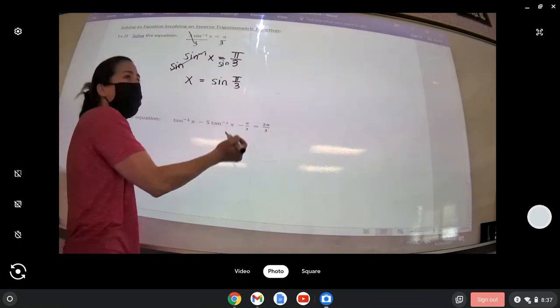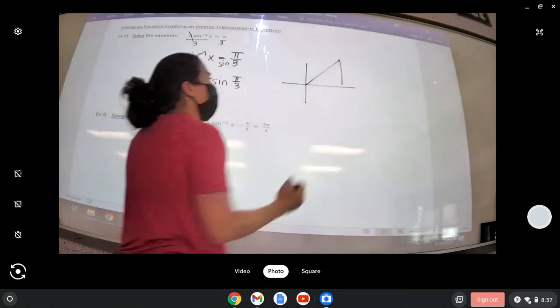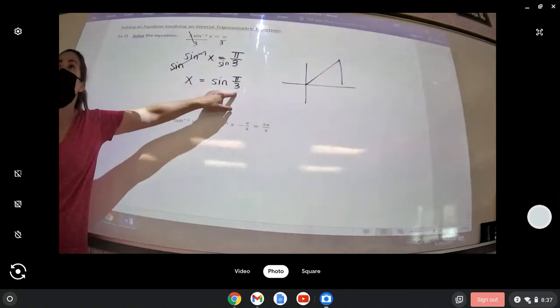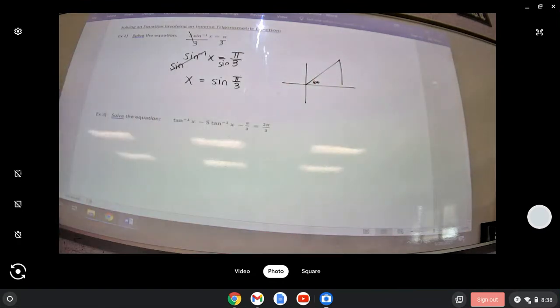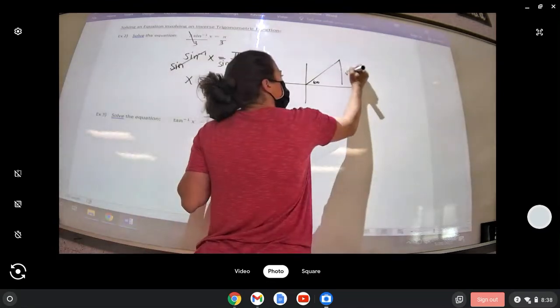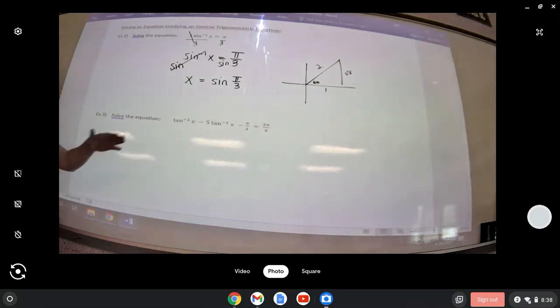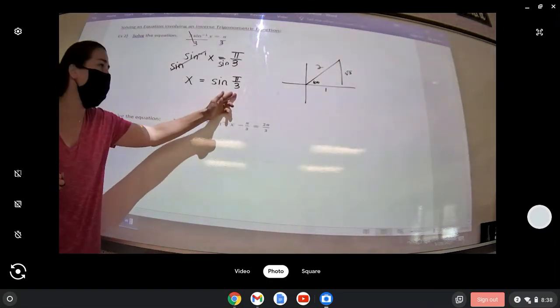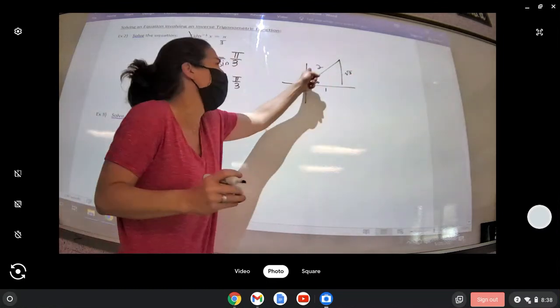So guys, think about it. Pi over 3 is a quadrant 1 angle. All right, you're taking the sine of pi over 3. Guys, that's a 60. So give yourself a triangle in quadrant 1 with that reference angle of 60 degrees. And now we know what? This is root 3 to 1 to 2. What is the sine of pi over 3? Well, guys, sine pi over 3, sine 60, is root 3 over 2.